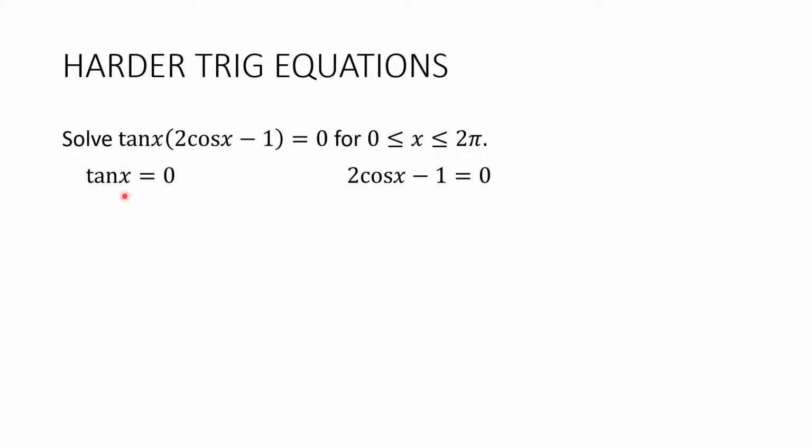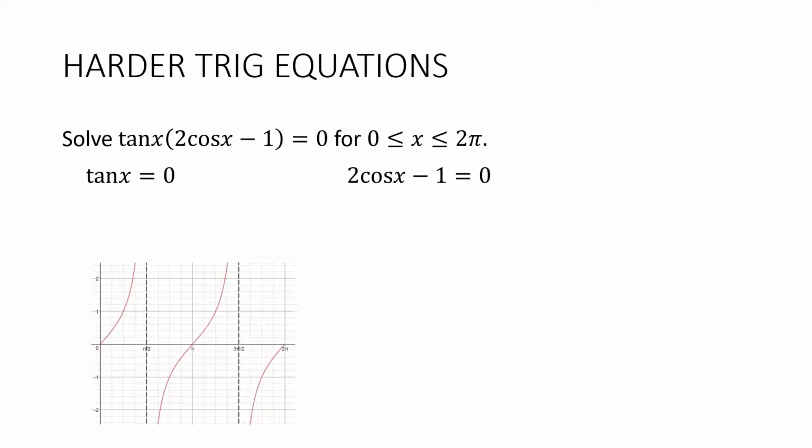Solving this is going to require some knowledge of the boundary values, so let's draw the graph. When is tan x equal to 0? Here, here, and here. So 0, pi, and 2 pi. Solving this one, we'll take the 1 over the other side and then divide by 2. Cos x is equal to a half.